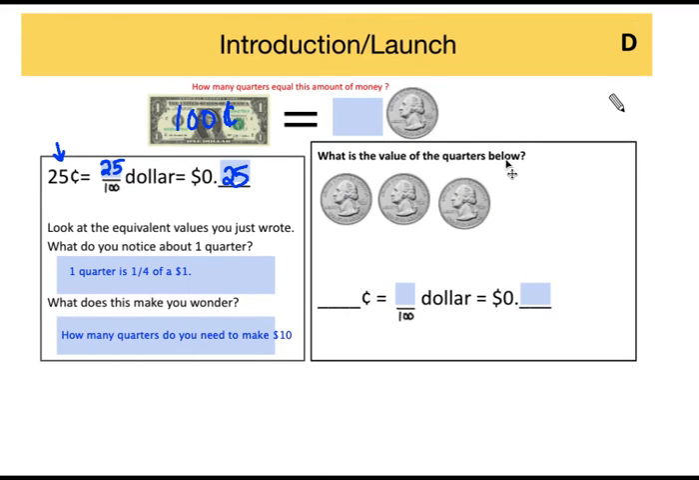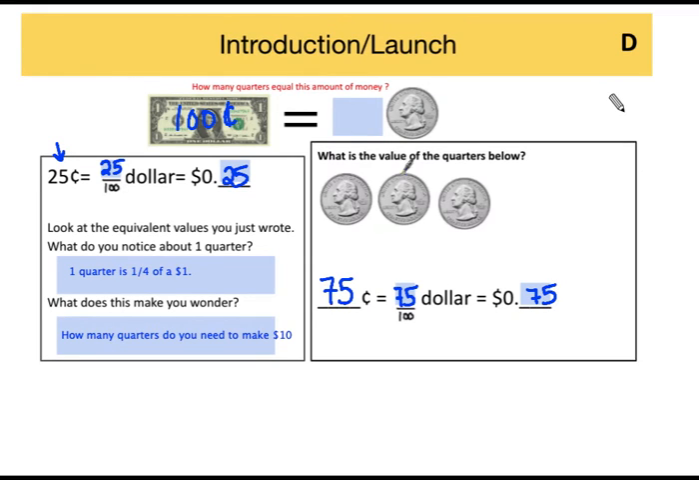What is the value of the quarters below? So again, this is not a penny, this is not a dime, this is a quarter, so we have to count by 25s. So 25, another 25 is 50, another 25 is 75. So we have here 75 cents. And it's 75 cents out of that dollar, right? So 75 hundredths, and we would write it as $0.75.